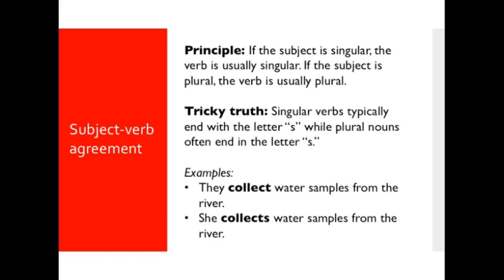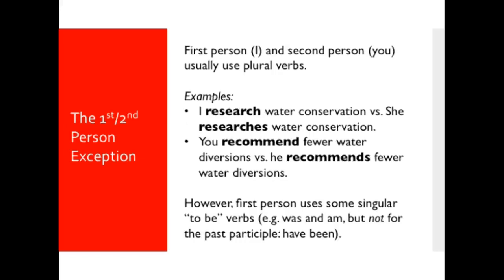And one of the tricky facts is that while plural nouns usually end in the letter S to make them plural, singular nouns do not end in the letter S. Singular verbs typically end in S, while plural verbs typically do not end in S. So it's sort of the inverse if you think about it that way. So the plural, they collect water samples from the river, versus she collects water samples from the river. Most of you watching today probably know that, but it is one of those things that can trip you up, and to be aware of.